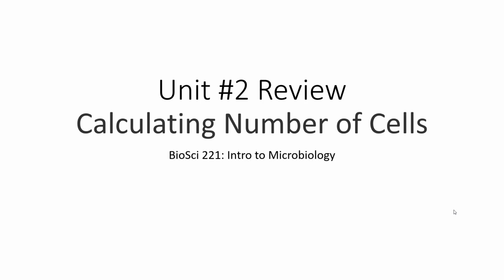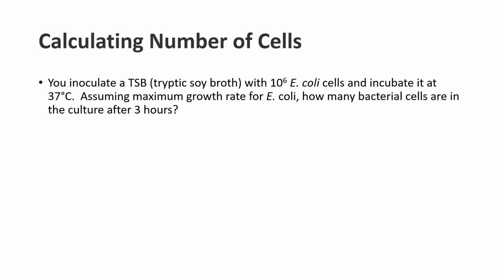So let's take a look at an example here. Let's say that you inoculate a TSB broth with 1,000,000 E. coli cells and incubate it at 37 degrees Celsius. If you assume maximum growth rate for E. coli, how many bacterial cells are in the culture after 3 hours? To figure that out, you need to know the formula, right? And you need to know what each component of this formula represents.